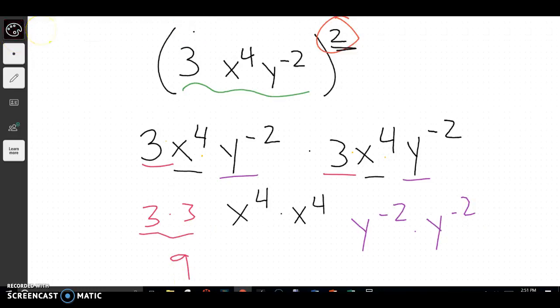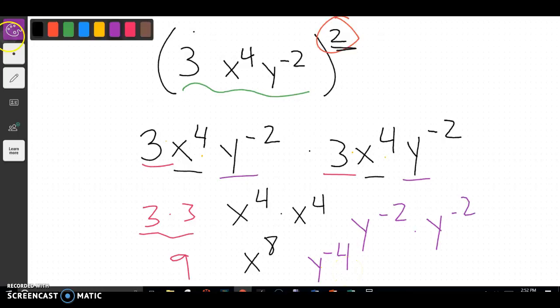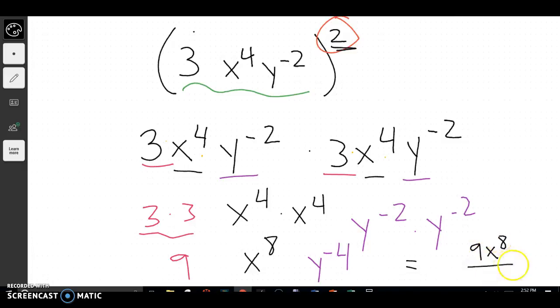If you remember from yesterday with our x's though, x to the fourth times x to the fourth will give us x to the eighth, because multiplication of exponents acts like addition. And then same thing over here, y to the negative second times y to the negative second will give us y to the negative fourth. This would give me a final answer of 9, x to the eighth over y to the fourth, because this would really be on the bottom.